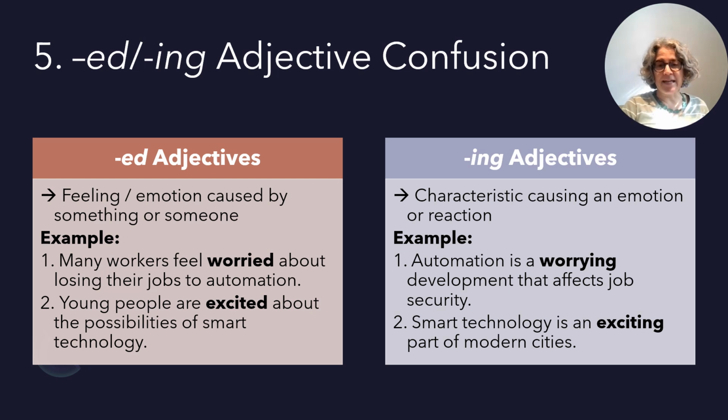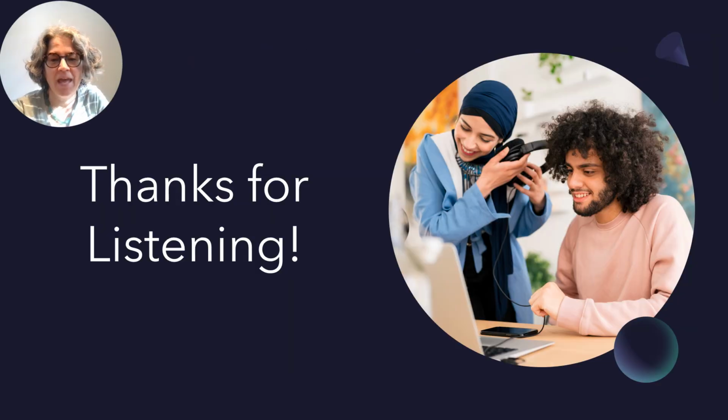On the other hand, ing adjectives refer to characteristics causing an emotion or reaction. So in example 1, we see automation is a worrying development that affects job security, and smart technology is an exciting part of modern cities. In both cases, the ing refers to the development and the part, denoting them as those aspects that cause an emotion or a reaction.